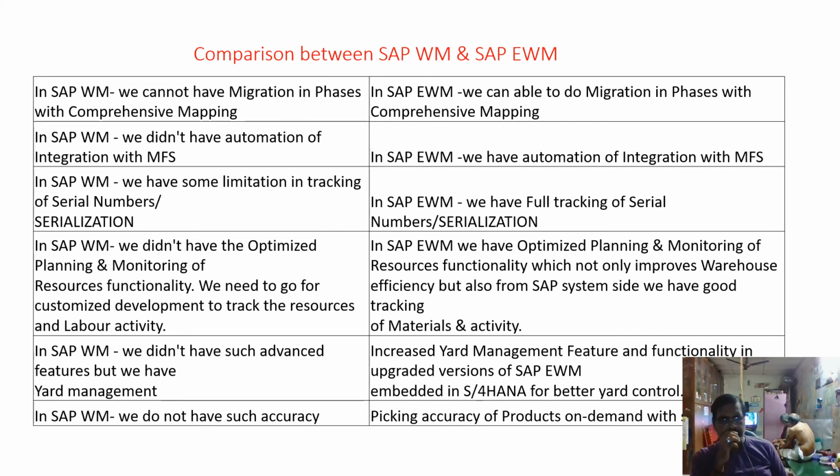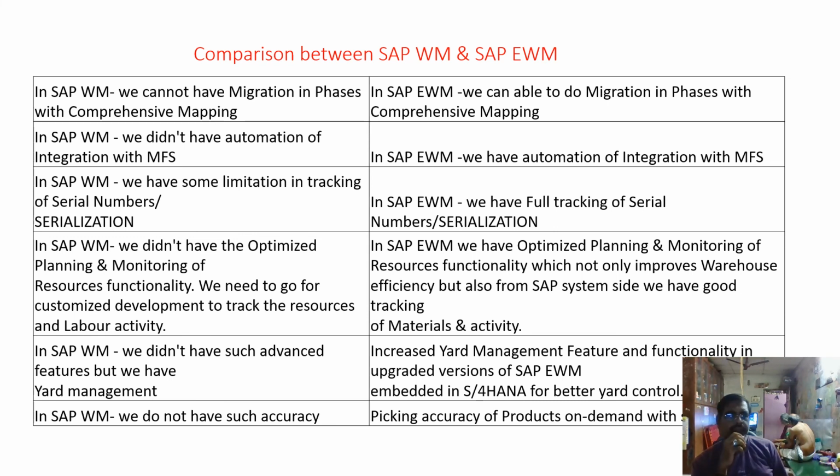And in case of SAP WM, we have some limitations in tracking of serial numbers or serialization, right? We have very limited functionality, and we need transactions and development. Serialization requires a highly efficient and highly expertised developer. But in case of EWM, we have full tracking of serial numbers and serialization is possible. So all the functionalities are inbuilt with EWM, with no need for customized reports or tracking of serial numbers.